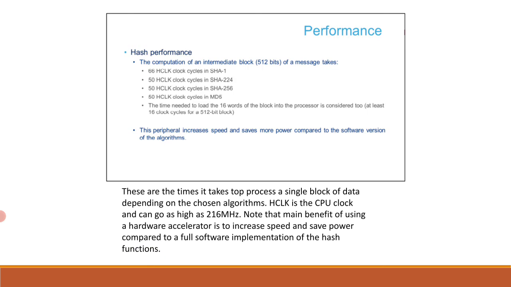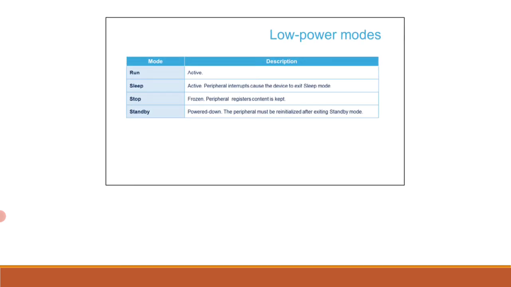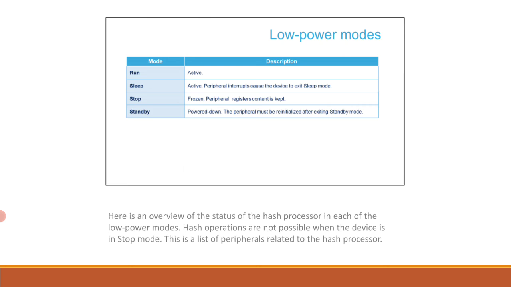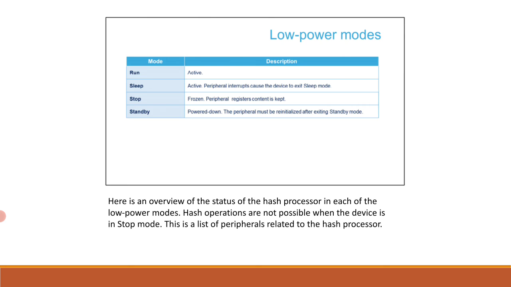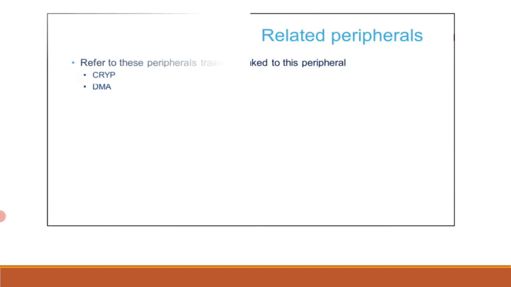So let's have a look at low power modes. As usual, here is an overview of the status of the hash processor in each of the low power modes. Hash operations are not possible when the device is in stop mode. This is a list of peripherals related to the hash processor: CRYP and DMA. If you have time, go through our next sessions on CRYP and DMA.